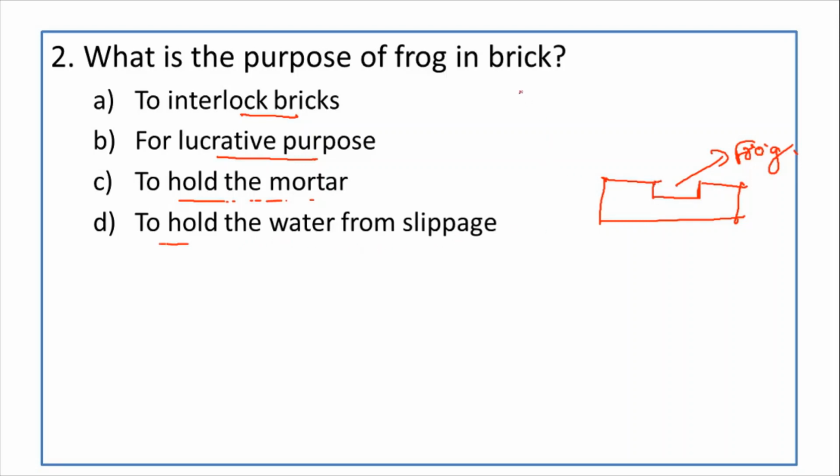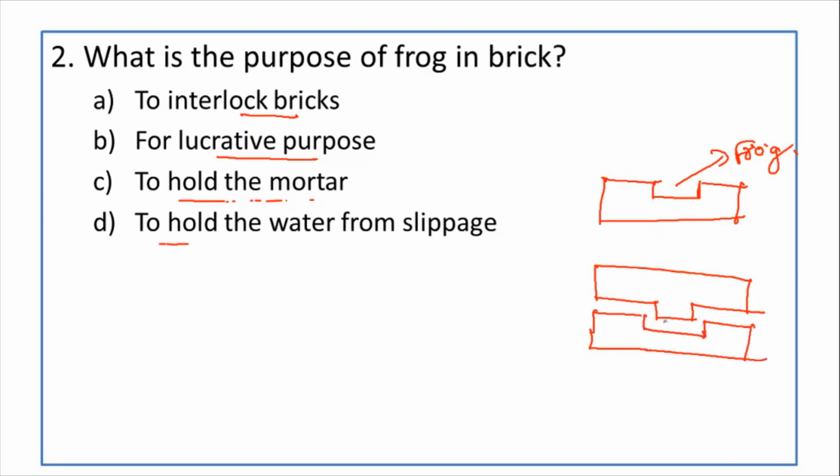First thing, the frog will not interlock the bricks. Suppose if you want to do the interlocking, then one brick has to be like this, another brick has to be like this. But are we placing the bricks like this? No. What we are doing is, suppose this is one brick, here we are placing the mortar, and then we are placing another brick like this. So there is no interlocking concept here.